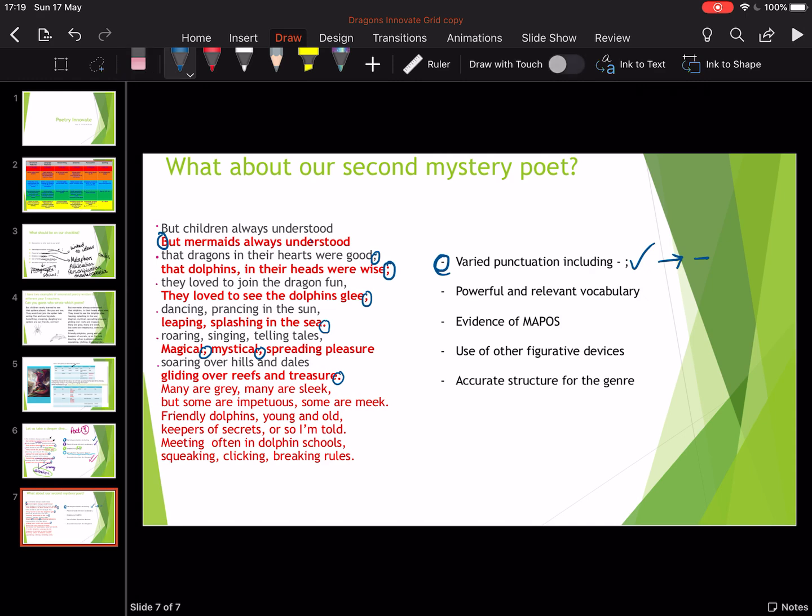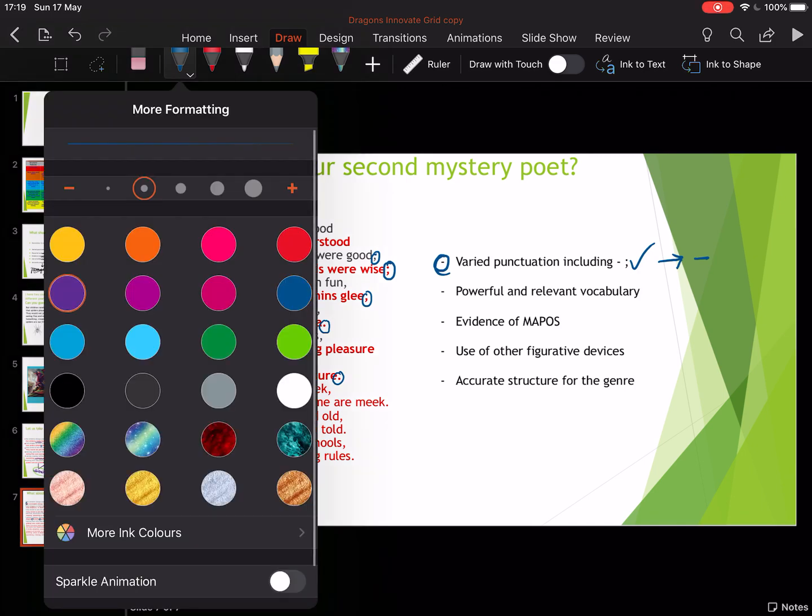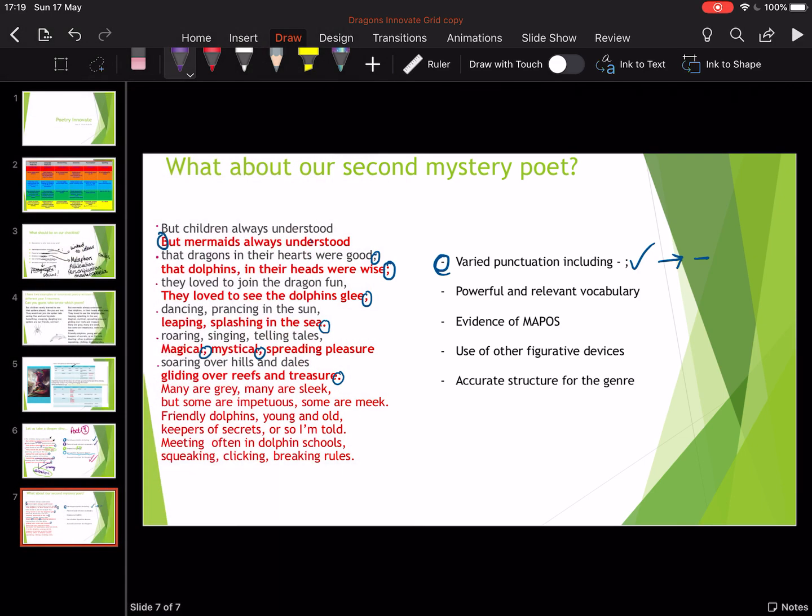Excellent. Now let's change our colours back to the one that we were using for the powerful and relevant vocabulary, which you guys all knew was going to be purple. Everything vocabulary based would be purple if I had my say. Let's have a look.